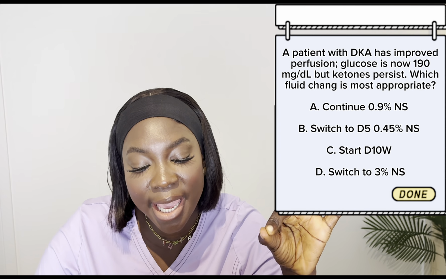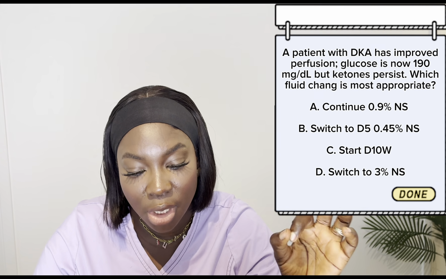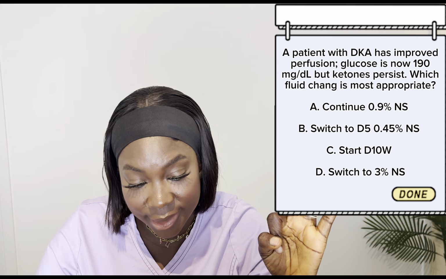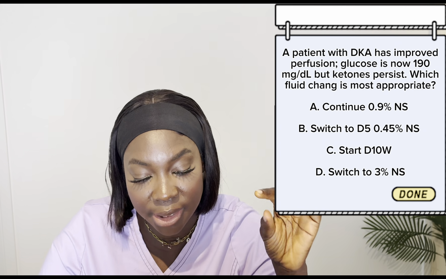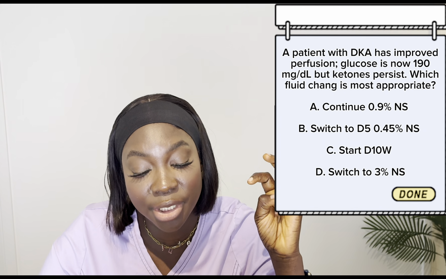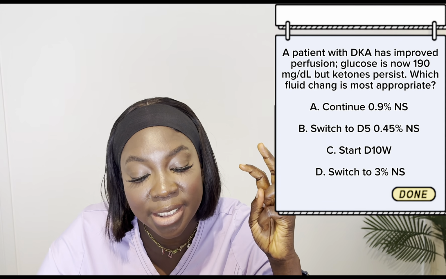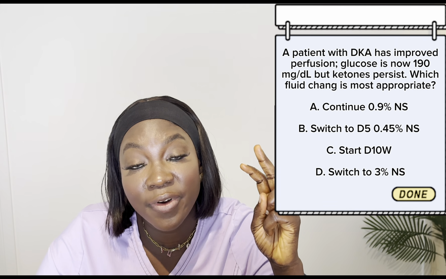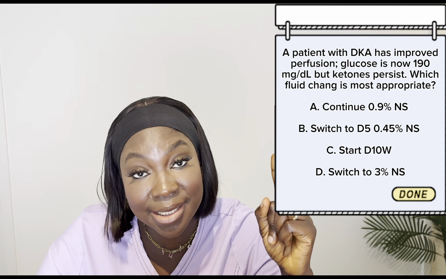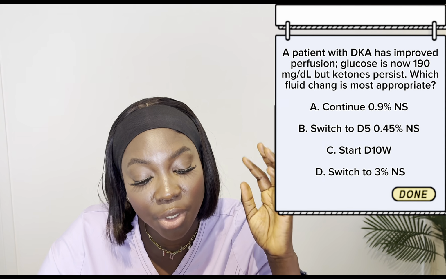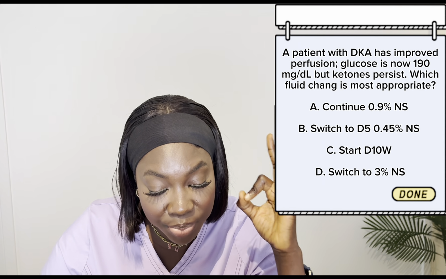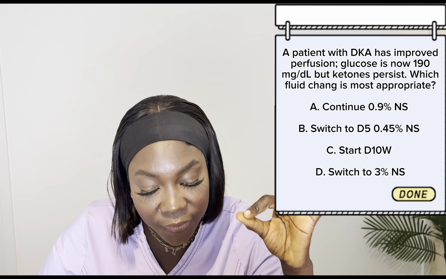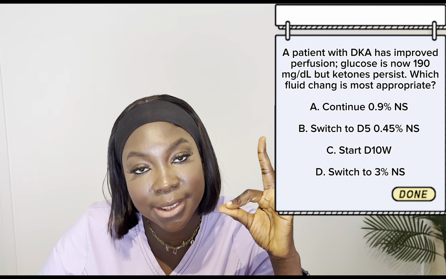Okay, now the next question. A patient with DKA has improved perfusion. Glucose is now 190, but ketones persist. Which fluid change is most appropriate? A, continue 0.9% normal saline. B, switch to D5 0.45 normal saline. C, start D10W, and D, switch to 3% normal saline. Guys, the right answer is B, switch to D5 0.45 normal saline.